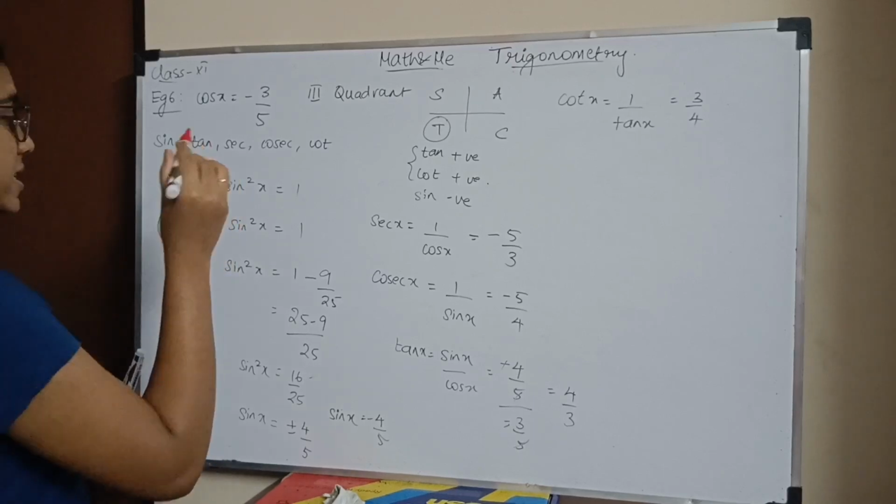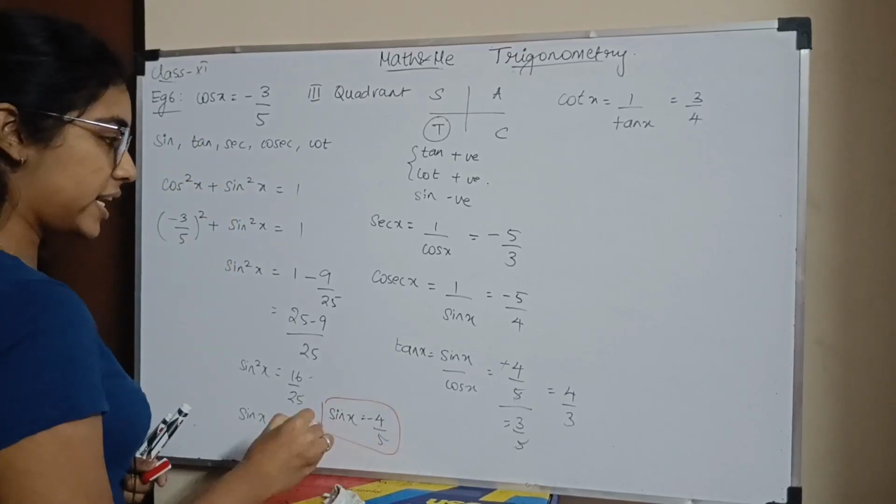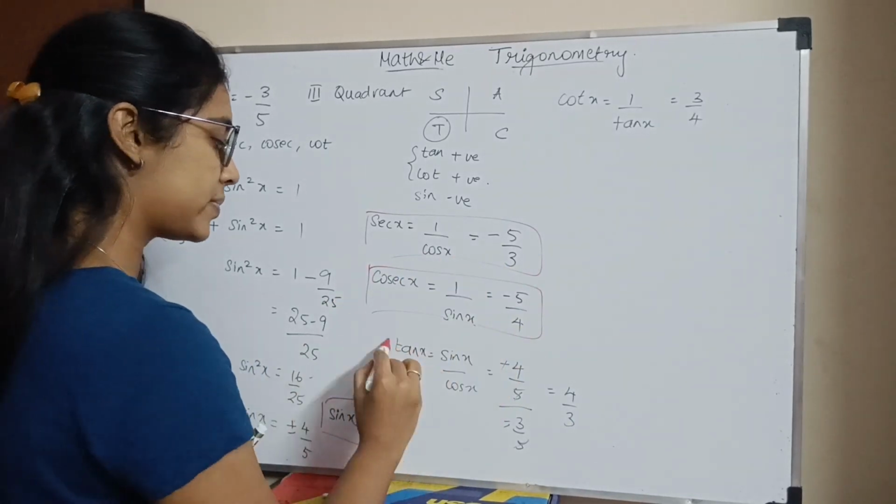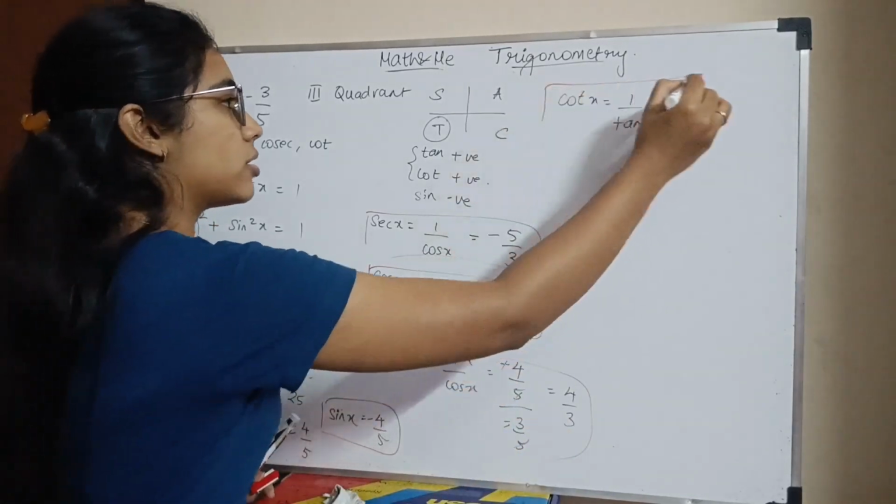Okay. So cos x is given in the question. This is your sin x. This is your secant, cosecant, tan and cot. Okay.